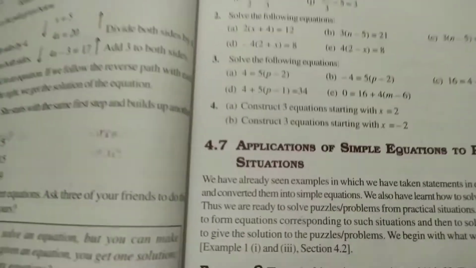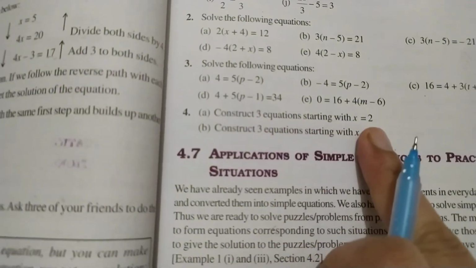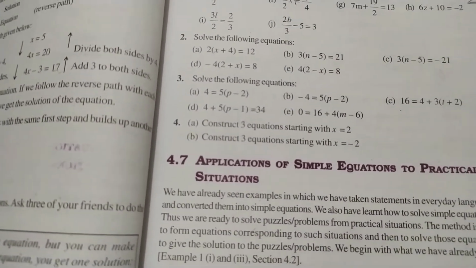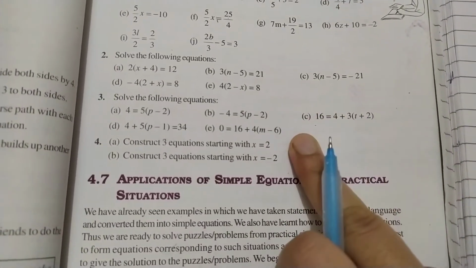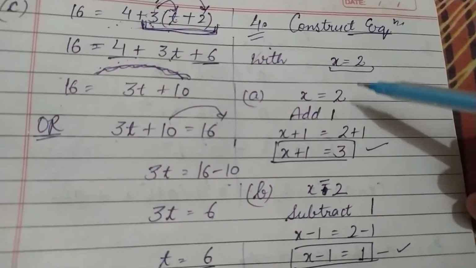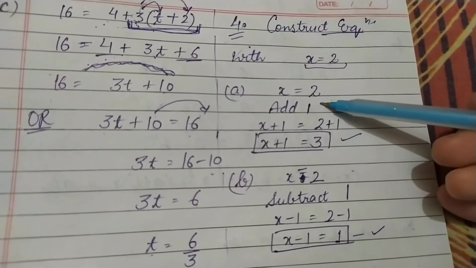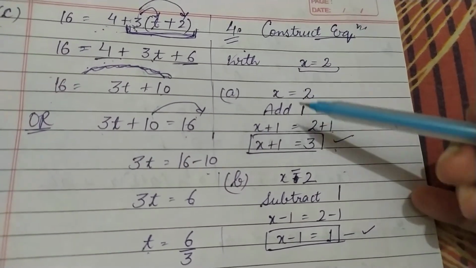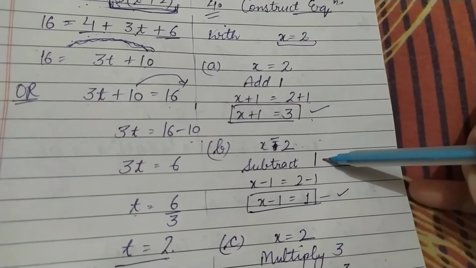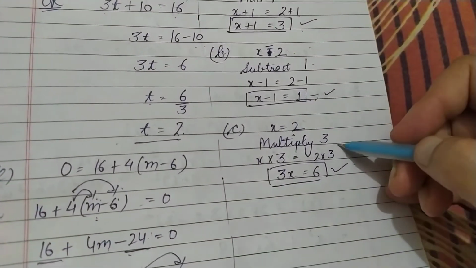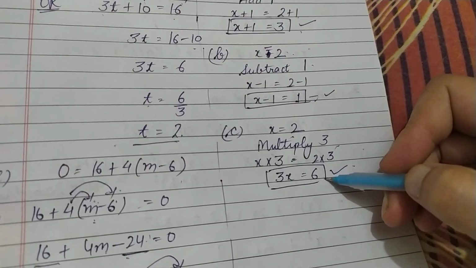Now question number 4 is a little different. Construct 3 equations starting with this. Starting means value of variable should be this. You can construct any 3 equations. So what I did, I've taken x is equal to 2. First I added 1 to both sides. My equation becomes this. Then again I have taken x is equal to 2. Then I subtracted 1 from both the sides. My equation becomes this. Then I multiplied 3 to both the sides and my equation becomes this.